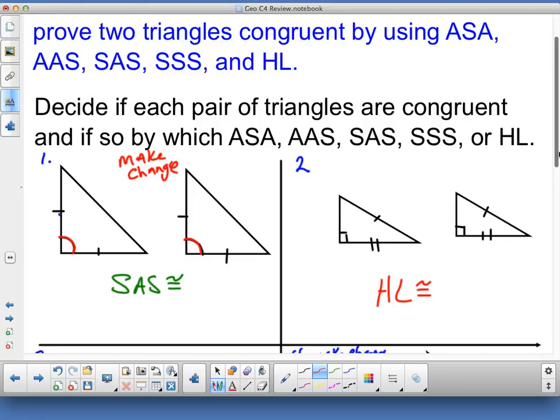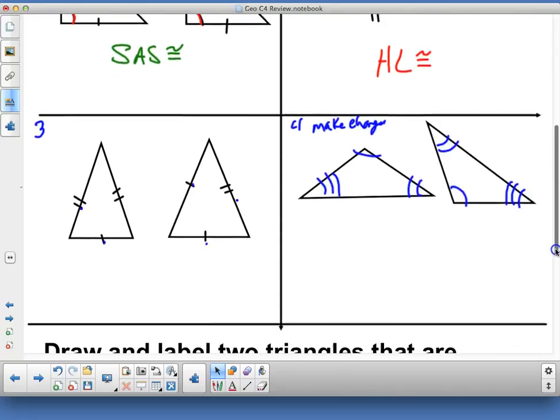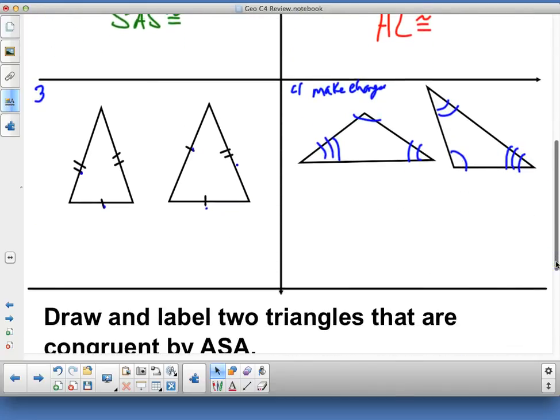Now, the next two. I think you need to make this change. This angle needs to be in there. I don't think you have them. Oh, you do. Fantastic. My notes did not. So in number 3, what should I be using? You okay with side, side, side? All right. In number 4, talk to your row partner about number 4.